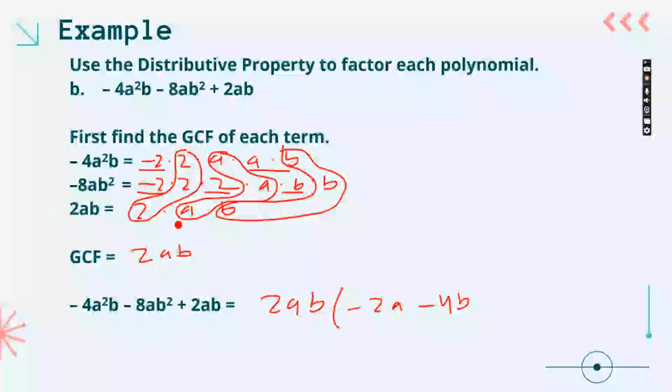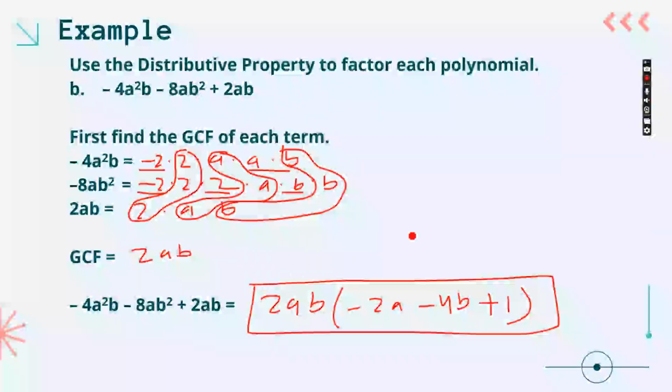And last but not least, 2ab got factored out, and so if we factor things out, usually they're left with just a +1 as its remainder, I guess you could say. And this now becomes our factored version of our trinomial: negative 4a squared times b minus 8ab squared plus 2ab.